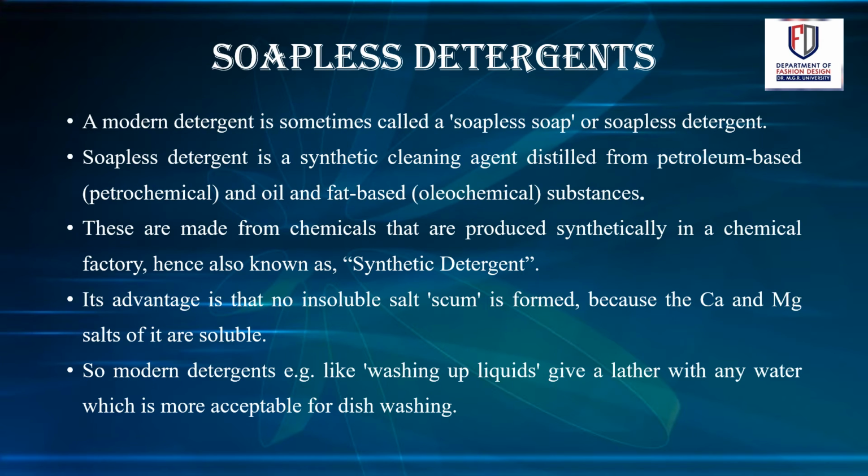Soapless detergent. A modern detergent is sometimes called a soapless soap or a soapless detergent. Soapless detergent is a synthetic cleaning agent derived from petroleum based, that is petrochemical, and oil and fat based oleochemical substances. These are made from chemicals that are produced synthetically in a chemical factory, hence it is called synthetic detergent. Its advantage is that no insoluble salt, that is scum, is formed because the calcium and magnesium salts of it are soluble. So modern detergents, for example washing liquids, give a lather with any water, which is more acceptable for dishwashing.